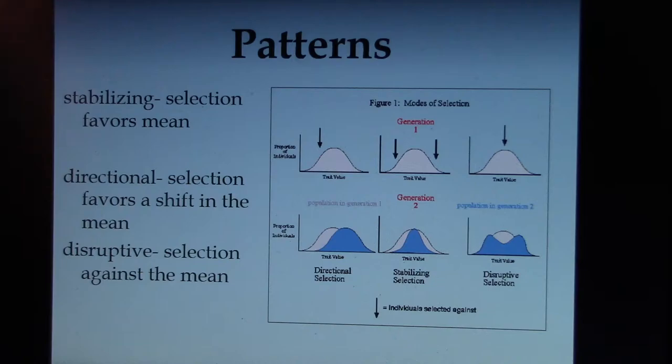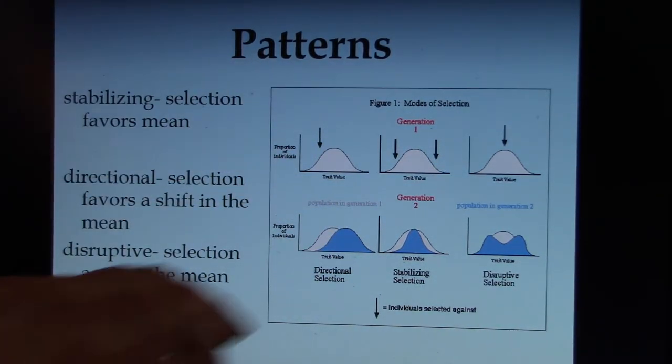Now I also was asked about this whole thing with directional, stabilizing, and disruptive, or what it was. It's not just disruptive, diversifying is the other word, selection. So there are patterns. So stabilizing is a selection for the mean, and it's the one in the middle here, okay? It's against the ends of the bell curve. We're talking continuous variation here, right? So the smallest and the largest, or the narrowest and the widest, or whatever you're looking at, if it's beak width, for example, or if it's different colors, the lightest and the darkest, whatever it is, they're not doing so well.